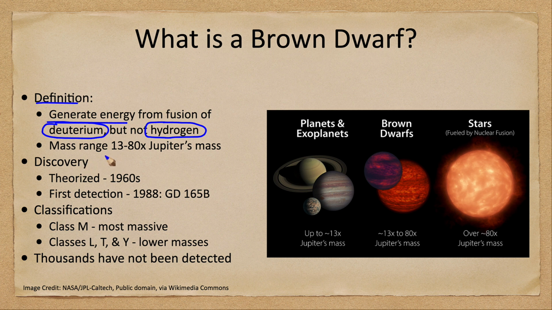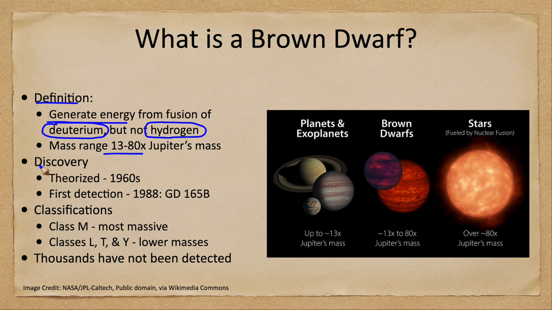The mass range for them is between 13 and 80 times the mass of Jupiter. So we see the little chart here shows that we have planets and exoplanets, which are things that are up to about 13 times Jupiter's mass. These are then not massive enough to be able to fuse deuterium and are classified as planets. Brown dwarfs are things that are able to fuse deuterium, but not hydrogen, and they run in that middle range. And then stars, something that is actually a star fueled by the nuclear fusion of hydrogen gas, would be at least 80 times Jupiter's mass.